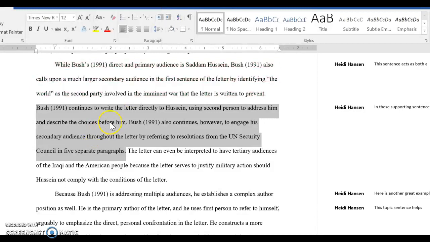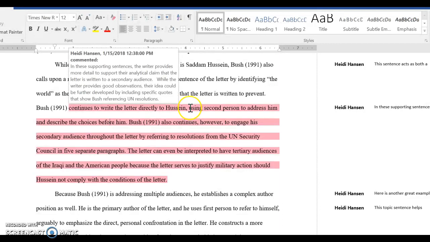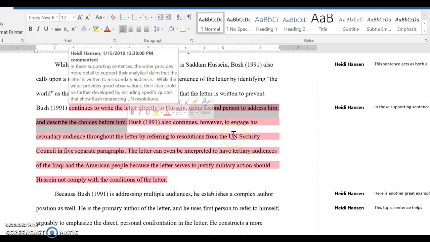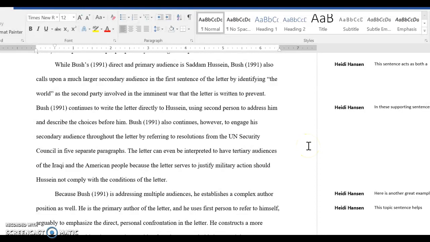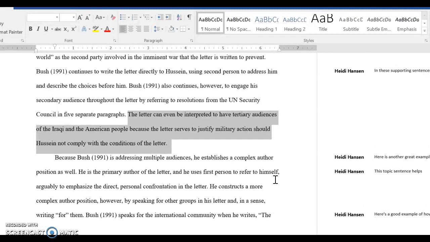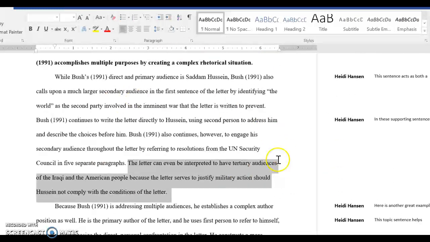So I've got specific details looking at the language use. He uses second person to address Saddam Hussein, but he also keeps talking to the UN Security Council. So those are details that help support the main assertion or claim of the paragraph. And then finally, let's look at this: "The letter can even be interpreted to have tertiary audiences of the Iraqi and the American people, because the letter serves to justify military action should Hussein not comply with the conditions of the letter." So that wraps up that this paragraph is about identifying 3 different audiences that the letter is directed to.